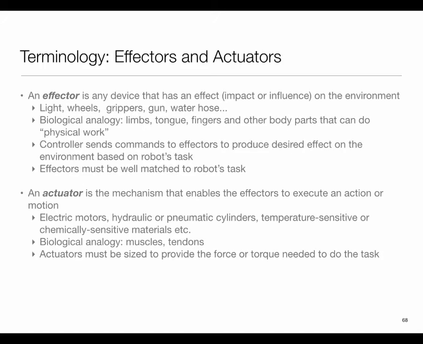Next up, actuation. So many embedded systems are purely sensing, but many embedded systems now do various kinds of actuation. That is, they may have some device which affects the state of the physical world. It could be any number of things: light, wheels, grippers, gun, water hose, all sorts of things. These are all examples of actuators. They do something to change the physical state of the world.